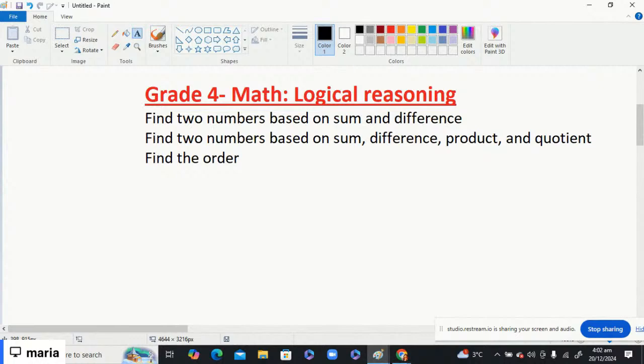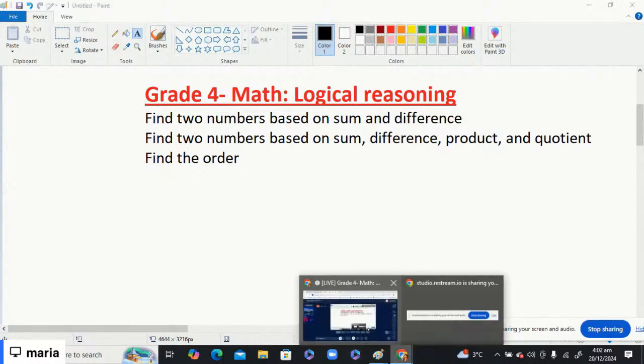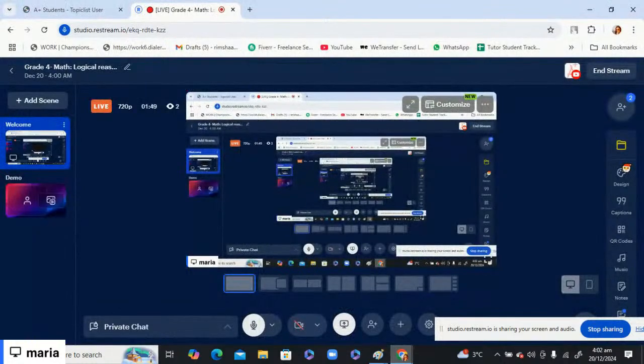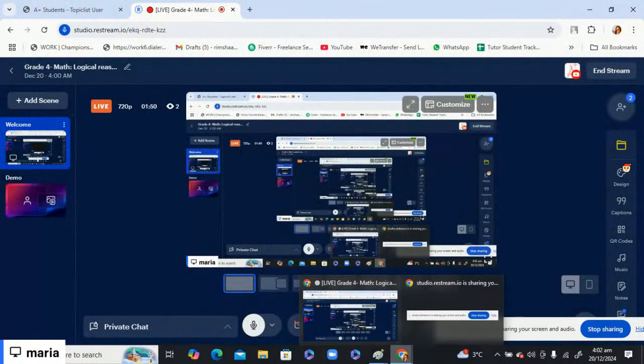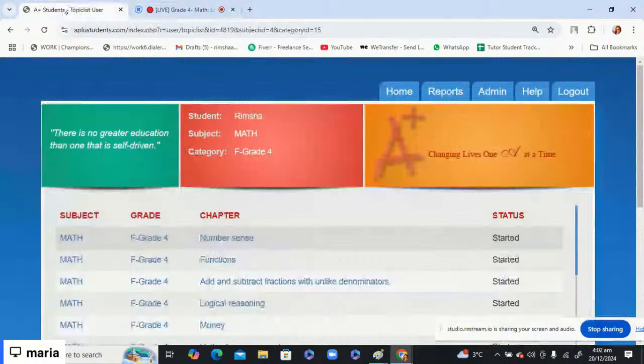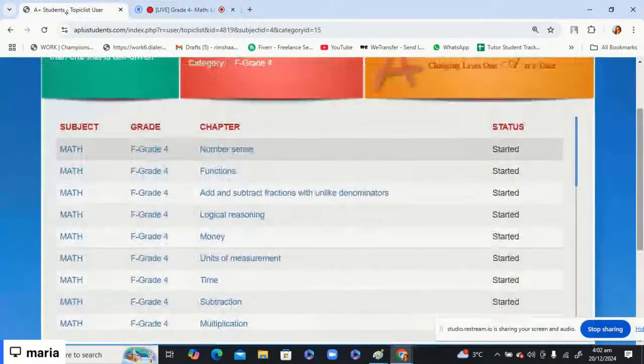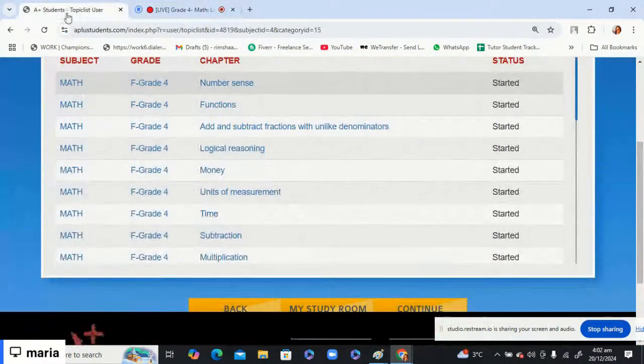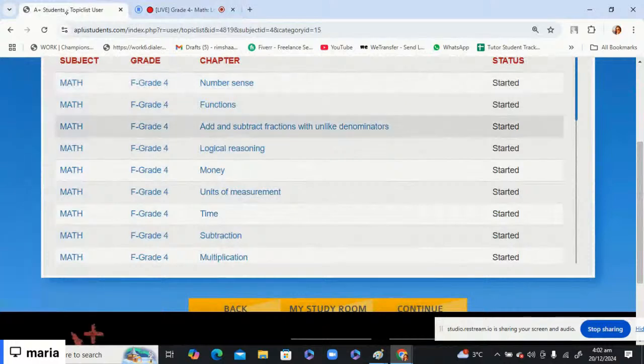So you can find all the lessons on aplusstudent.com. You have to log in by using the email and the passwords that are provided by the administrator. Go to the subject tab, select maths from there. And here is the list of the lessons for grade 4. Only one lesson is left from this chapter, add and subtract fractions with unlike denominators. So first we cover that one and then let's move to the next, okay?